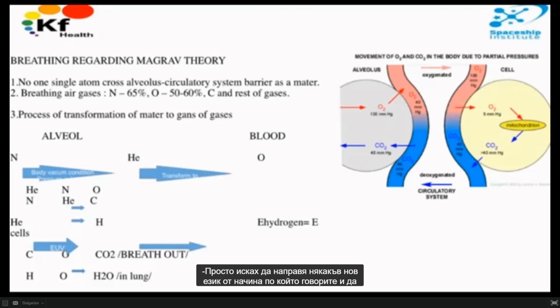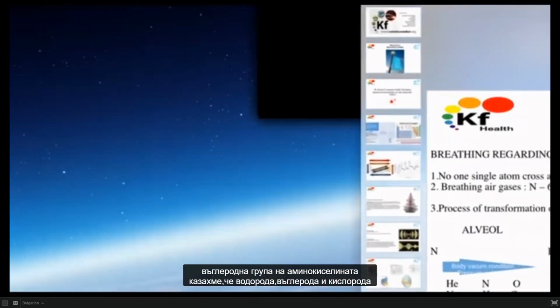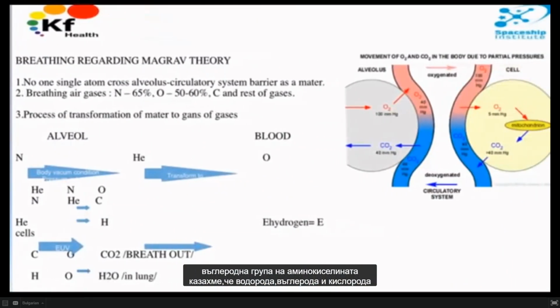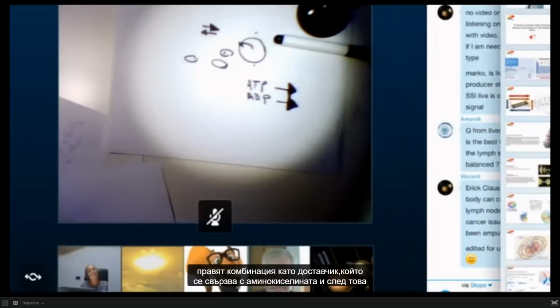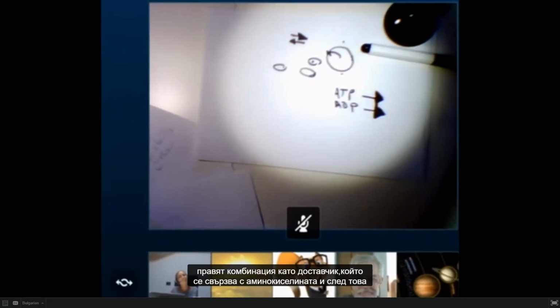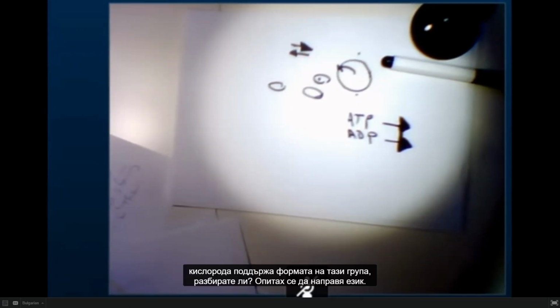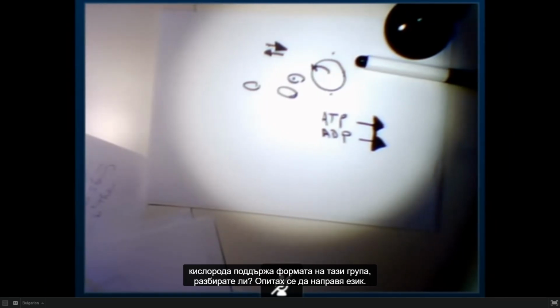Yeah, we just wanted to try to make some kind of new language in a way of how you speak, and to make a sentence. Like we did with ATP, and when we spoke about the carbon group of amino acid, we said that hydrogen, carbon, and oxygen make a combination like a supplier connected to the amino acid, and then oxygen keeps the shape of that group. You understand? Maybe try to make a language.